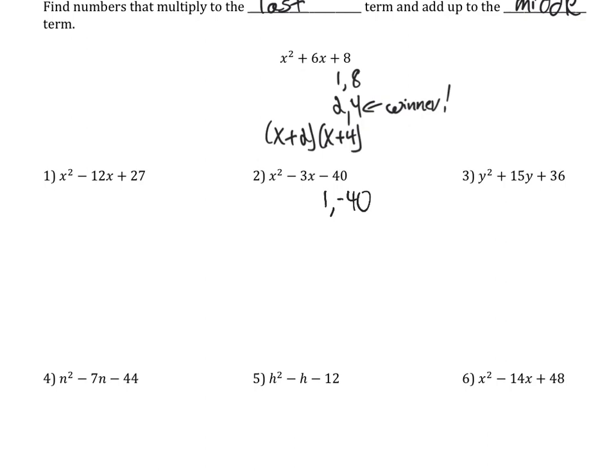What about 4 and 10? So let's try negative 4, positive 10. It does multiply to negative 40, but it adds to positive 6, so that doesn't work. What about positive 4 and negative 10? Adds to negative 6, so that doesn't work. Let's try 5 and 8. So what if I try 5 and negative 8? Well, 5 times negative 8 is negative 40, and it does add to negative 3. So those are my two winners. So it would factor x plus 5 times x minus 8.